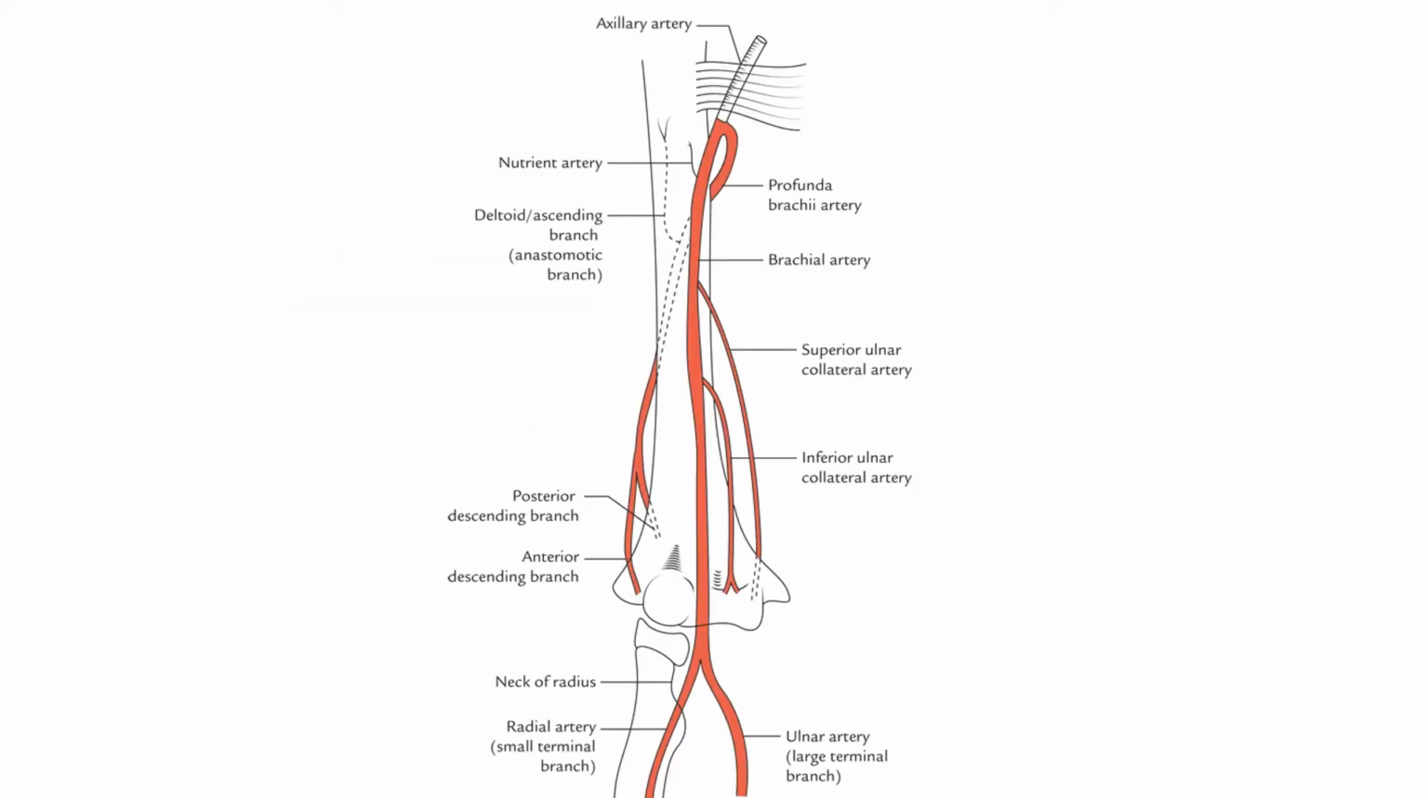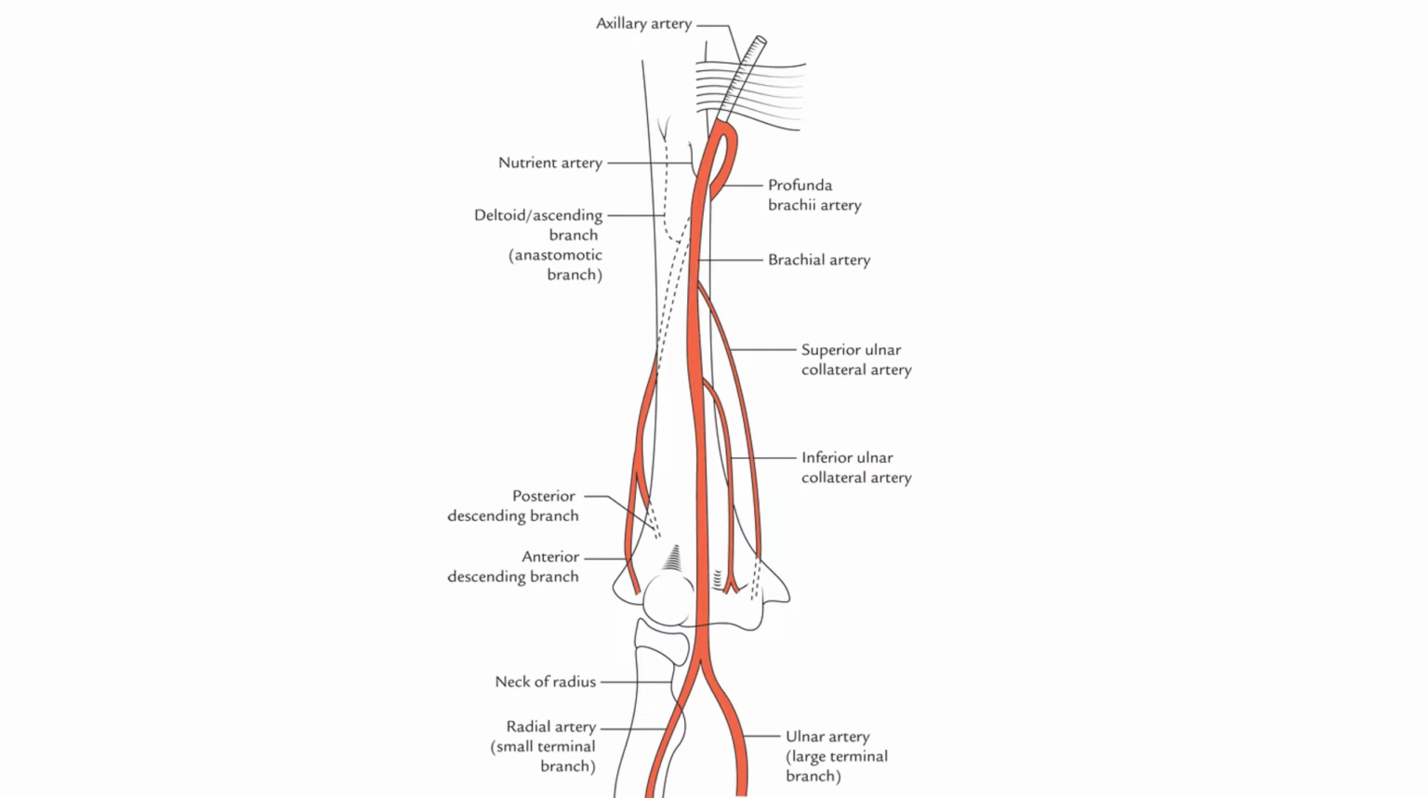Today we are going to learn about a new topic, that is the anastomosis around the elbow, which is also called the cubital anastomosis. The word anastomosis itself means the connection or joining between two vessels. So we are here today to learn about the anastomosis surrounding the elbow joint.